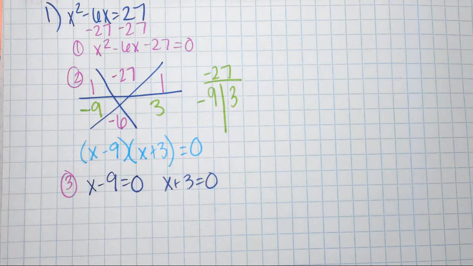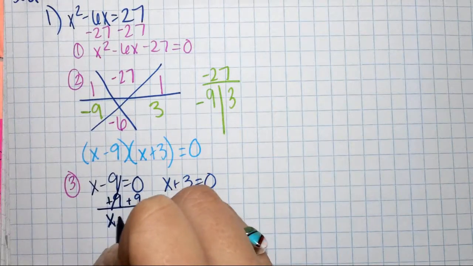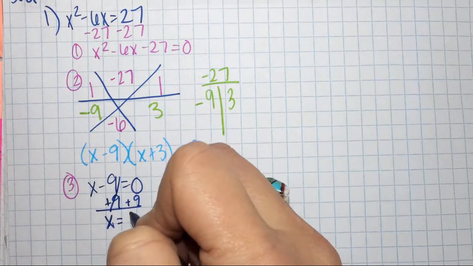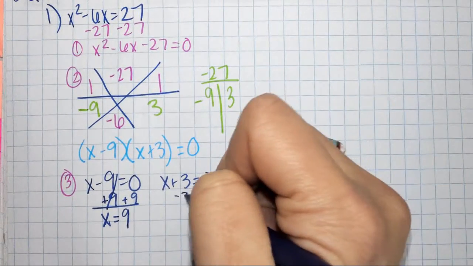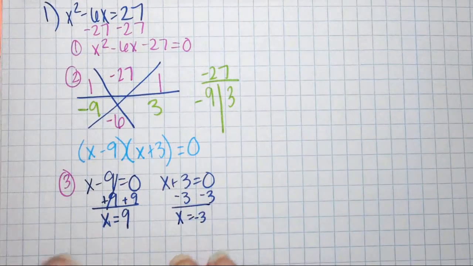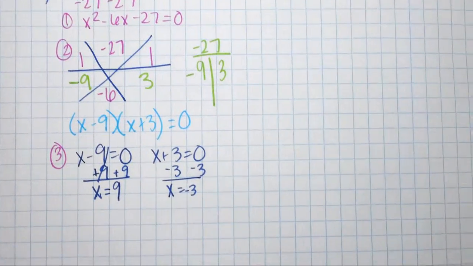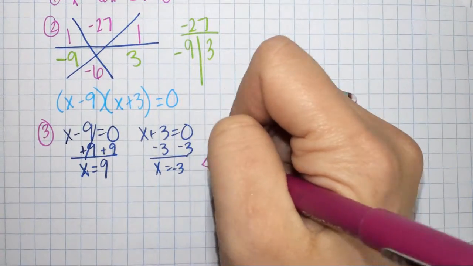Alright. So, plus 9 on both sides. X is 9. Look at you go. Take a point. All right, Damien, tell me the other one. Minus 3 on both sides. X equals negative 3. Take a point. And what does this give us? Who can tell me what this gives us? The solutions. Take a point.